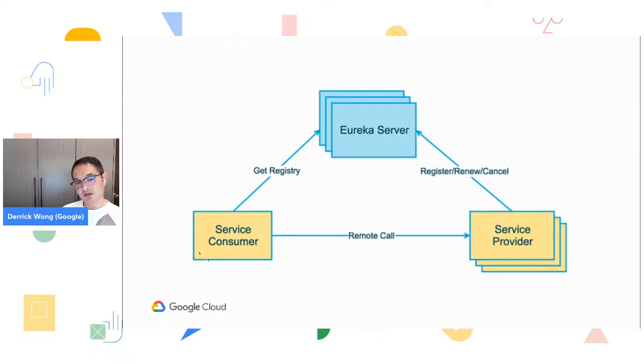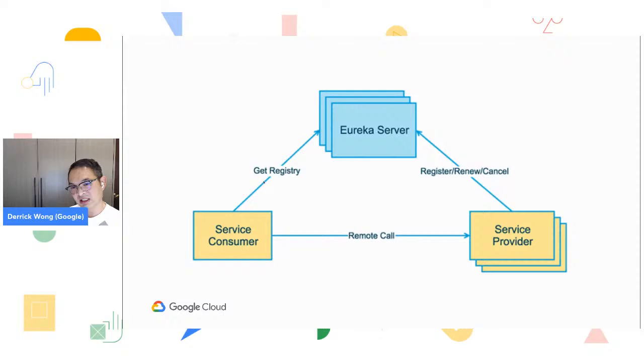So when the service consumer needs to make a call to the provider, it will ask the Eureka server, hey, I need to call the provider, please give me the location of the provider. And then Eureka server will return all three locations of the provider. And then the consumer can call any one of them, right? And I think they also built client-side load balancing to help determine which instance to call. But yeah, that's the basic mechanism of Eureka server.